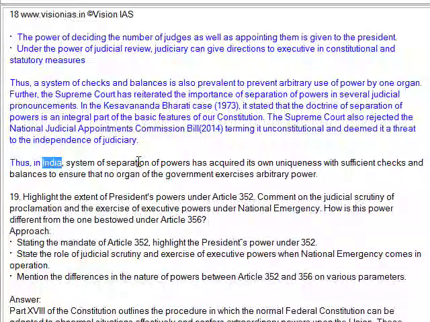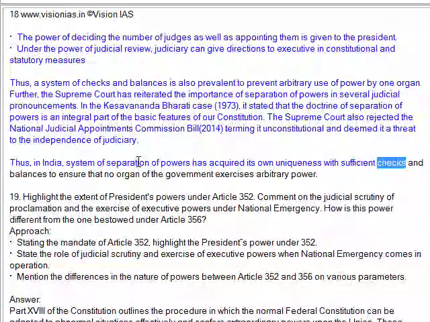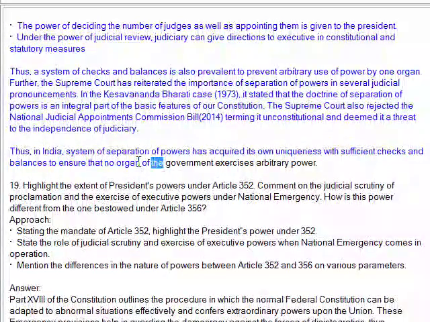Thus, in India, the system of separation of powers has acquired its own uniqueness with sufficient checks and balances to ensure that no organ of the government exercises arbitrary power.